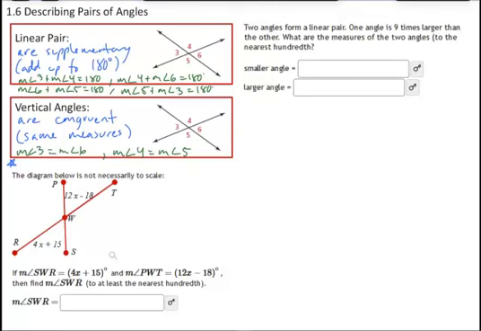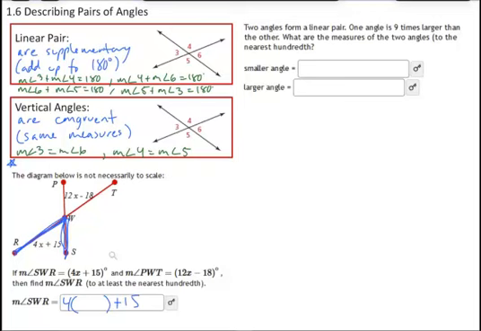So the way I would start with this is I take the expression for SWR. So here's SWR right here. This angle is expressed by 4x plus 15. So I'm going to write this down here on my scratch paper first. And then this is going to help remind me that solving for x is not the destination for this question. Okay? It's just like a pit stop. You're going to stop at that point.